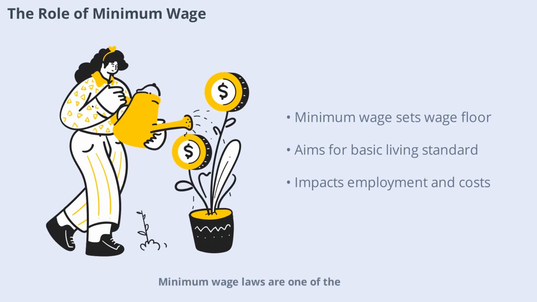Minimum wage laws are one of the most direct ways governments influence income distribution. By setting a legal floor for wages, these laws aim to ensure that workers receive a basic standard of living. However, the impact of minimum wage on income distribution is complex. While it can lift earnings for the lowest paid workers, it may also affect employment opportunities and business costs. Economists use models like the Kaitz curve to analyze these effects and determine the optimal level for minimum wage policies.